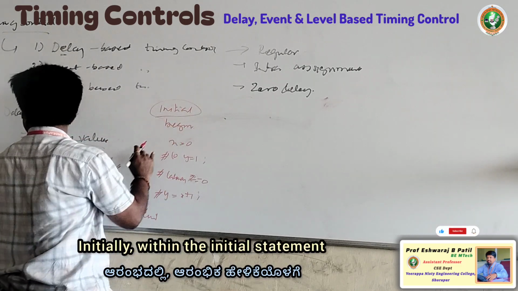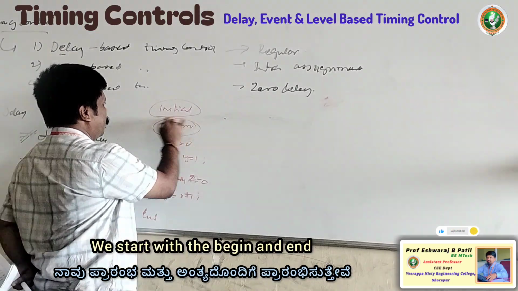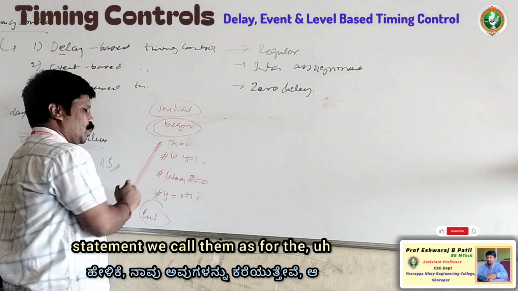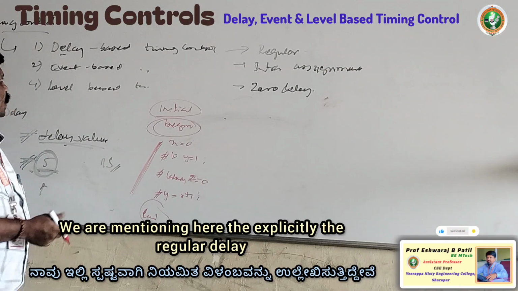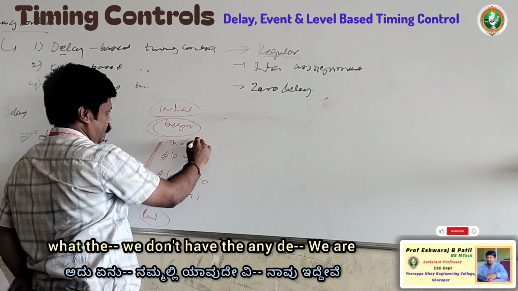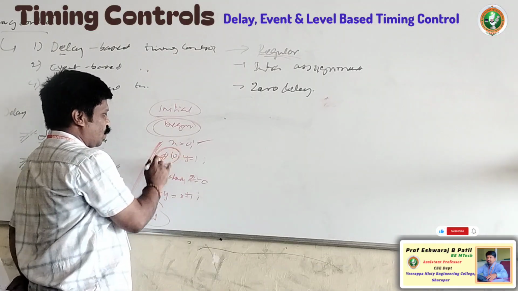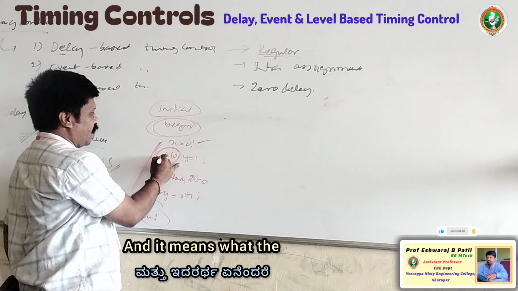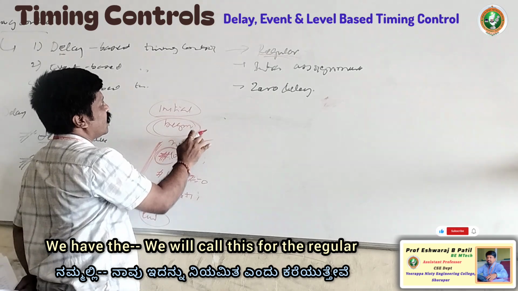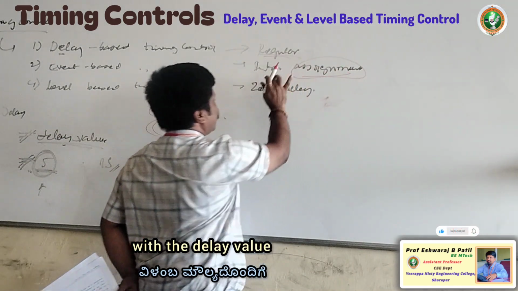Within the initial statement we are writing behavioral modeling statements, starting with begin and end. In the behavioral model statement we are mentioning the regular delay explicitly. We are initializing x equals to 0, and there we are mentioning the regular delay, explicitly sending the delay value. This we call the regular delay.